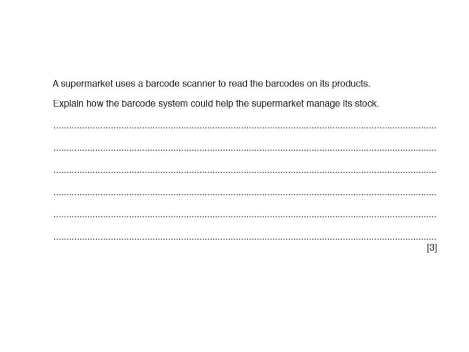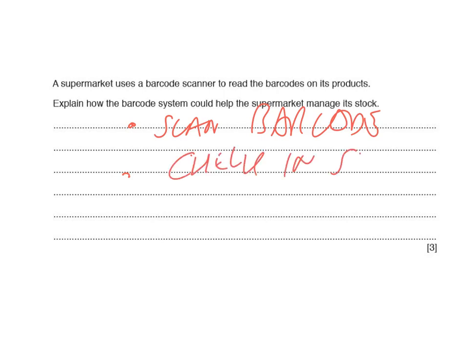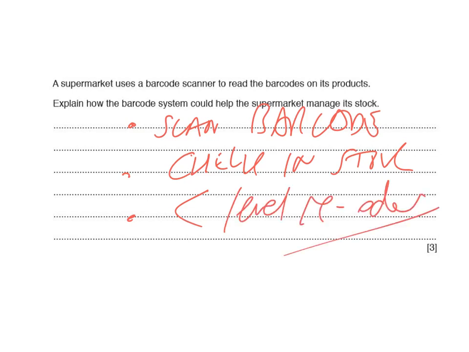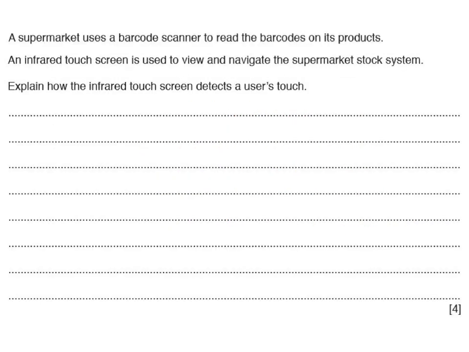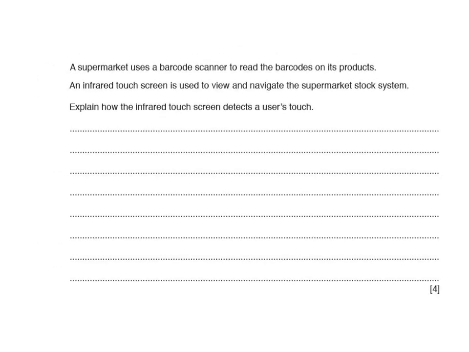Explain how the barcode system could help a supermarket manage its stock. That question's already covered in the flowchart. Scan the barcode. Check in stock. If it's below a level, reorder message. If you explain that one, it can automatically update the stock, automatically reorder, automatically deduct it. You can check to see in the database if the stock actually exists. It's hopefully straightforward enough. Infrared touchscreen, we already talked about that one.